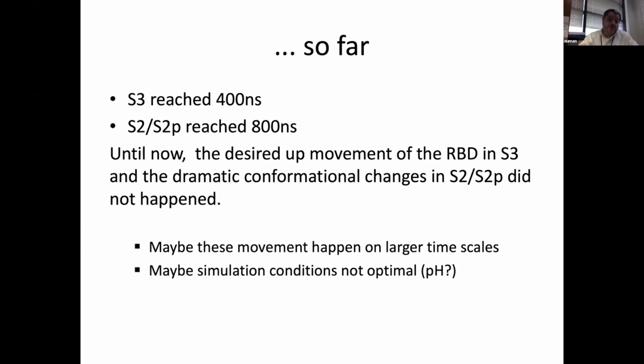One might be that these movements just happen at larger timescales, and the other is that maybe the simulation conditions are not optimal. For example, the pH. This is most probably the most crucial thing that needs to change. But first of all, I will run it for 1 microsecond, and then I will analyze it. And if it's necessary, I'll continue the same thing, or I change the pH, and then I go from there.